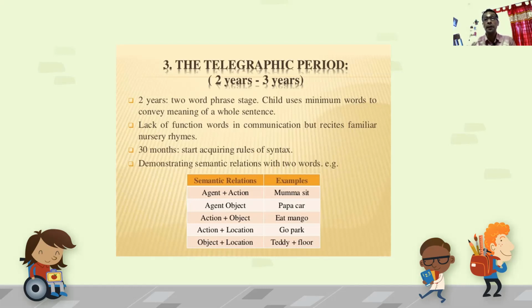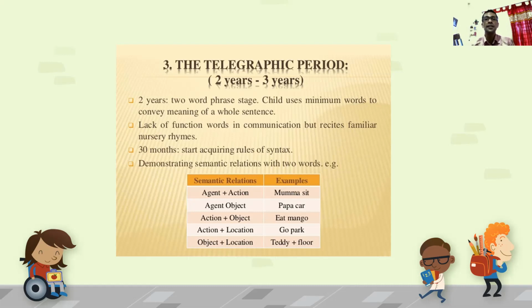For example, the baby starts saying "mommy sit", "mama sit", agent plus action; "papa car", agent plus object; "eat mango", action plus object, a little bit of grammar; "go park", action plus location; "teddy floor", object plus location. That is, this telegraphic period starts reshaping the word structures from 2 years to 3 years.